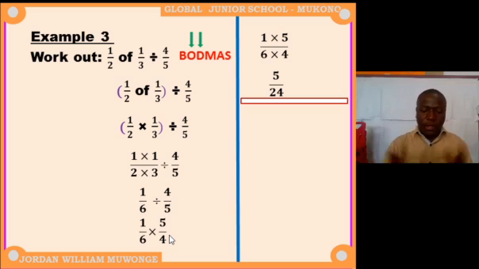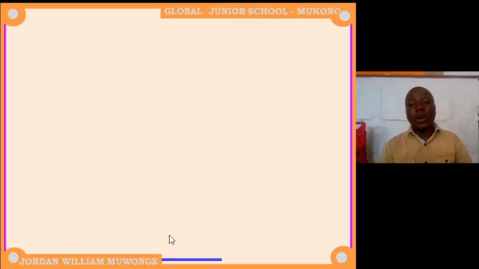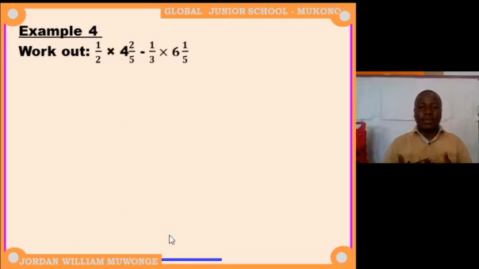Thank you so much. So boys and girls, let's look at our example 4. Example 4. There we are. Work out a half times 4 and 2 out of 5, minus a third times 6 and 1 out of 5. There we are. They are different operations. I can see multiplication. I can see subtraction. I can see multiplication again. Yes. How can we answer such a number?